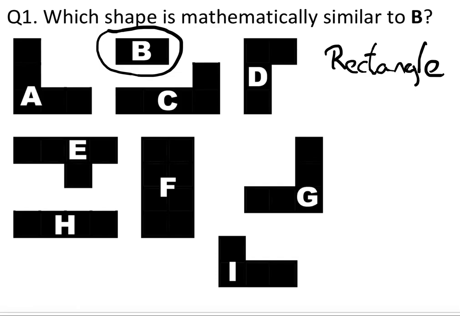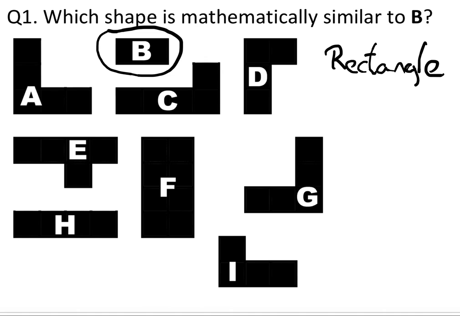Now, mathematically similar means that the shape is, to all intents and purposes, exactly the same in proportions. So if you made it bigger or smaller, or even if it's rotated, it's going to look the same if you zoomed in and zoomed out.